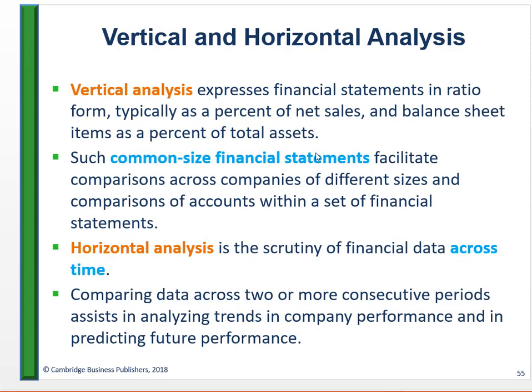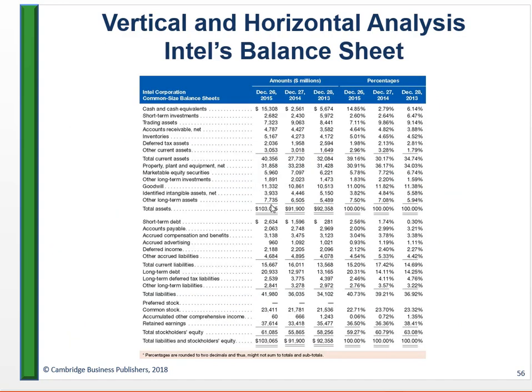Okay, and then the last thing I want to touch on in Module 3 is something called vertical and horizontal analysis. So this is core to your research project. I want to see vertical and horizontal analysis of all financial statements associated with your company. And there's good examples here of Intel's balance sheet. So what we're going to do is take Intel's balance sheet and present that balance sheet as a percentage of assets and as a percentage of total liabilities and equity.